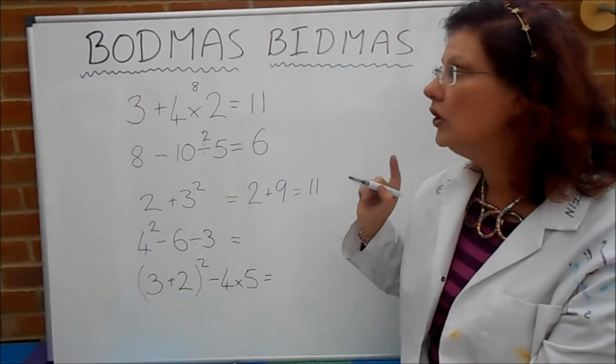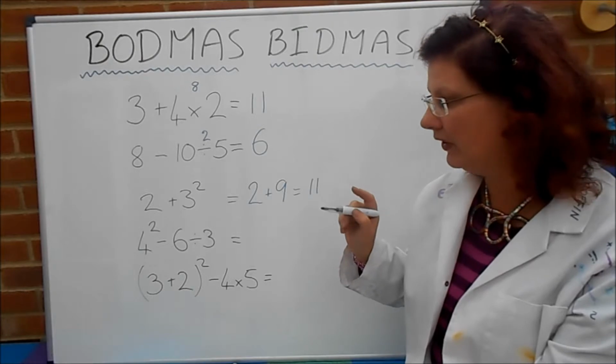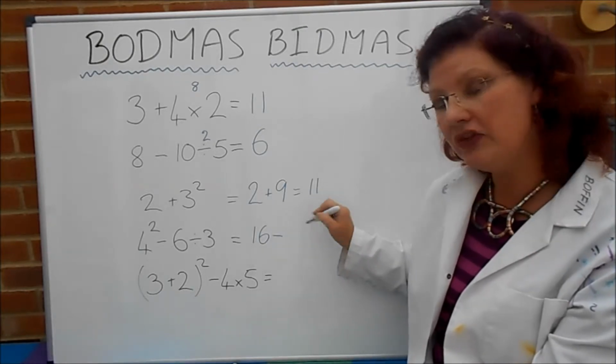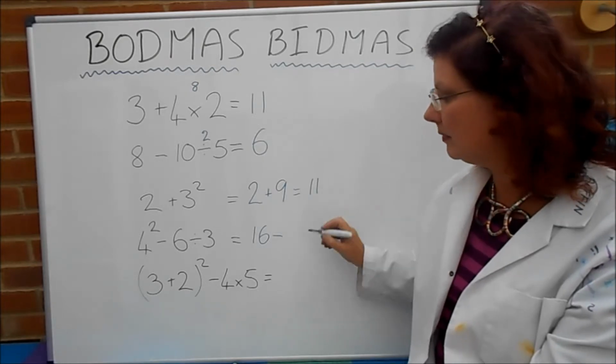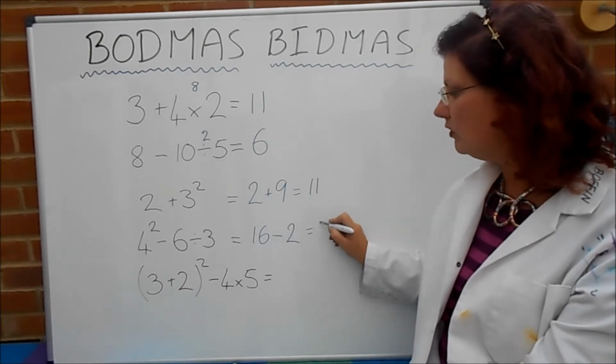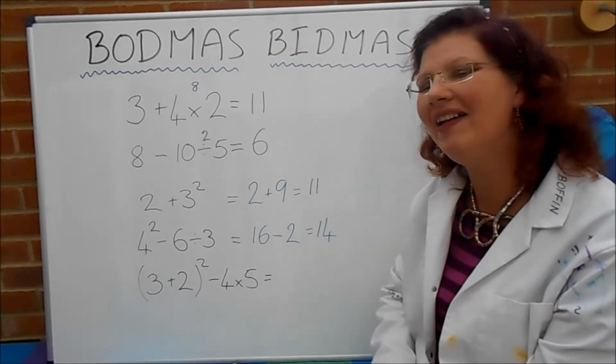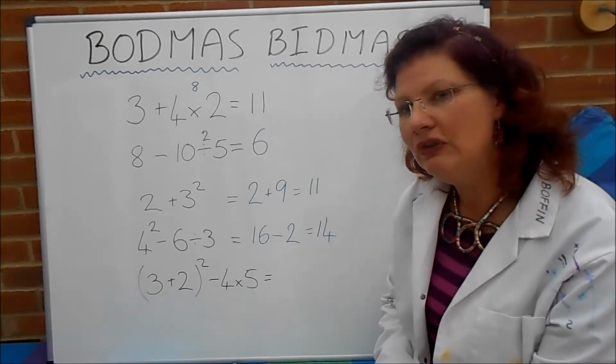Okay, hopefully you should have done the power bit first to give you a 16. Take away, and then the divide bit is 6 divided by 3, 2. So you should have ended up with 14 as your answer. If you got that, well done. On to the next one.